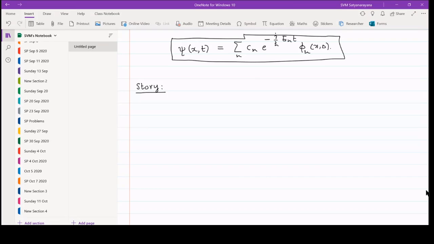So let's say that we have a system in state phi of x, and then we are going to measure A of the system.